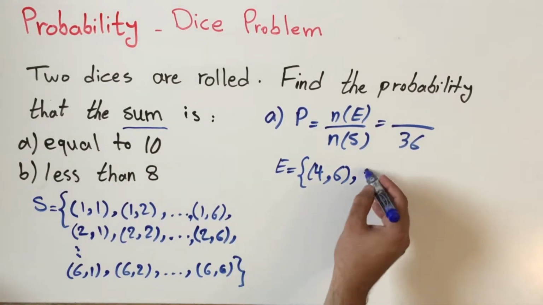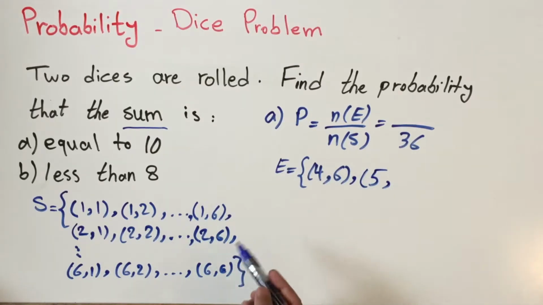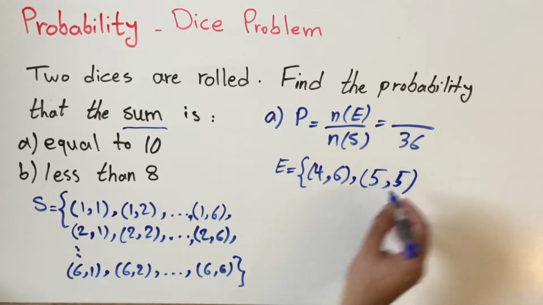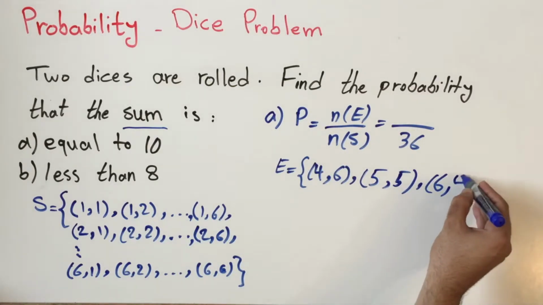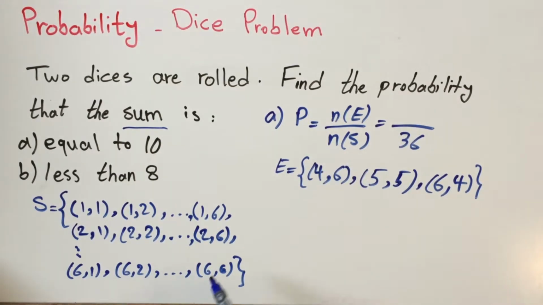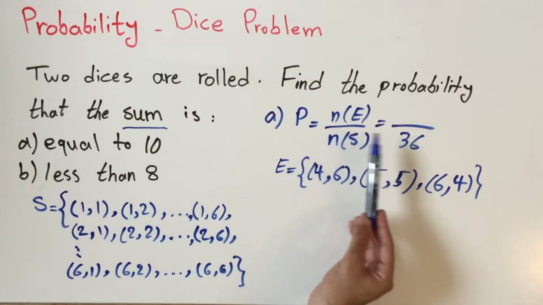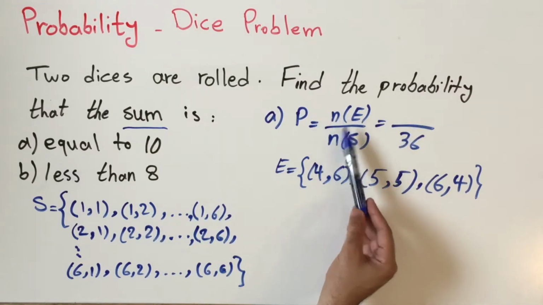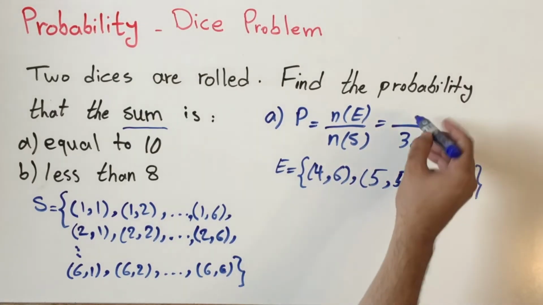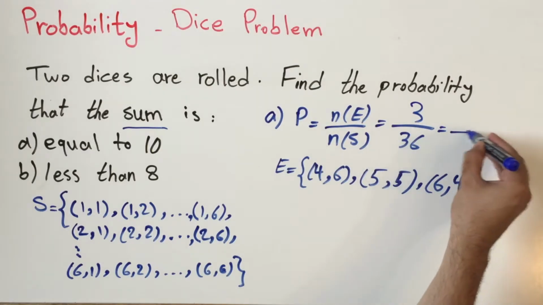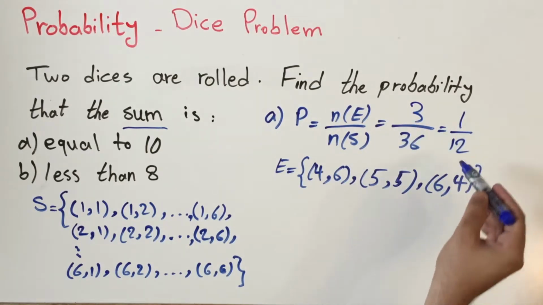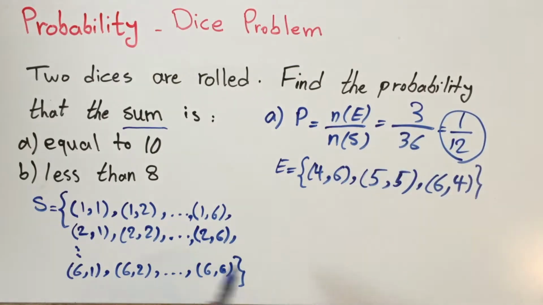After 4, you can go for 5. If I have 5 for the first one, the other one should be 5, as you know. And then the last one is going to be 6, and you obviously need 4. So we have 3 items in E, so I write here that n(E), the number of items inside E, is 3. I can reduce this fraction. 3 over 36 is the same as 1 over 12, so this is going to be the answer of the first part, which is 1 over 12.